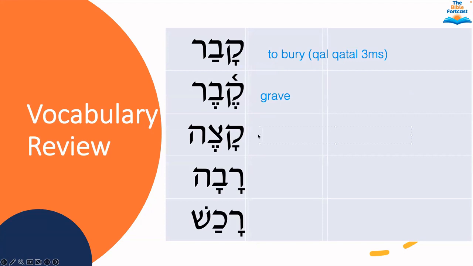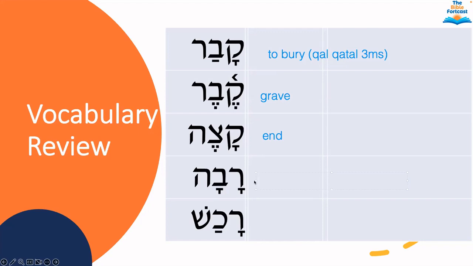The grave. The next one, you want me to do that? Yeah, go ahead and do the next one. Katse. That's a tsade. So katse. What's a katse? Perfect. All righty, Brent.